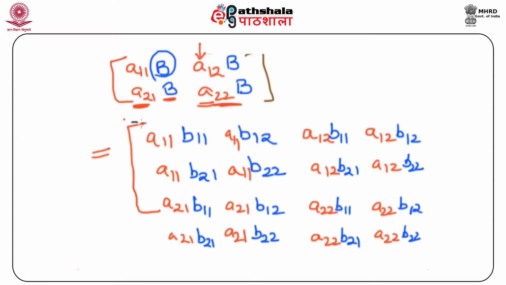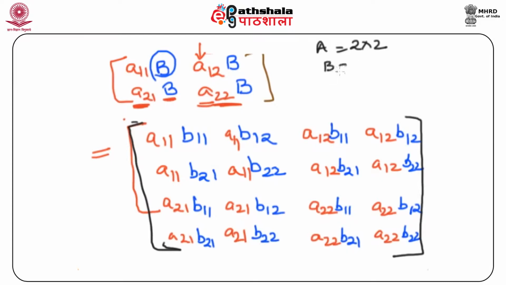So what we get is the matrix which is the direct product of A and B. Notice that both A as well as B were 2 by 2 matrices, and what we have got as the direct product matrix has 1, 2, 3, 4 rows and similarly 4 columns. So it is a 4 by 4 matrix.